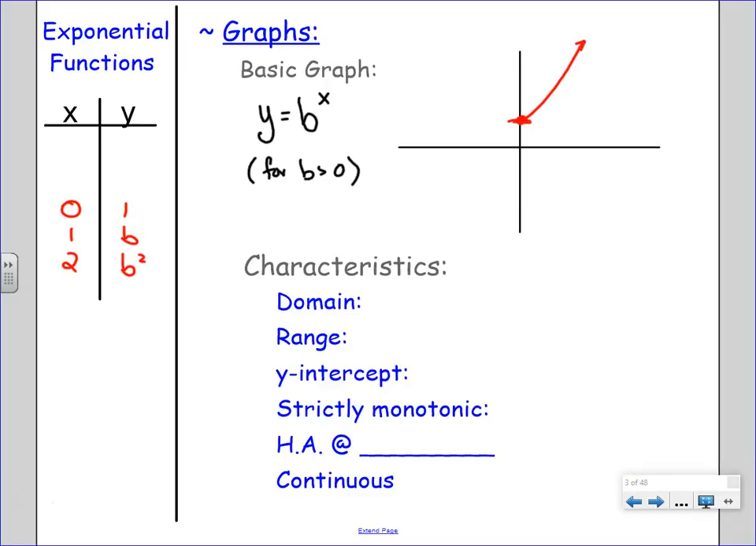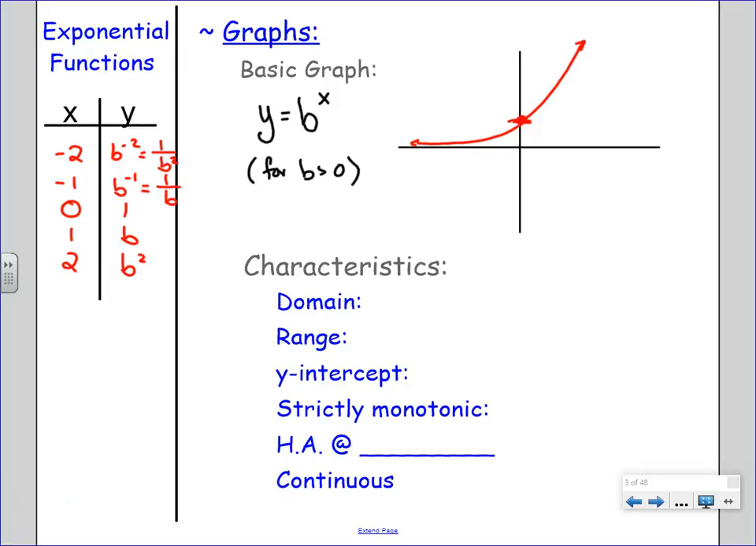What's going on as I start plugging in those negatives, remember? Negative 1, b to the negative 1, who is that really? 1 over b. So if it's 2, that'd be 1/2. If it's 3, it'd be 1/3. If it's 4, that'd be 1/4. If it's 10, it'd be 1/10. Oh my goodness, it's getting small. If I plug in negative 2, that would be the same thing as 1 over b squared, and it's even smaller. What's it doing? Shrinking. And it's going to keep shrinking.